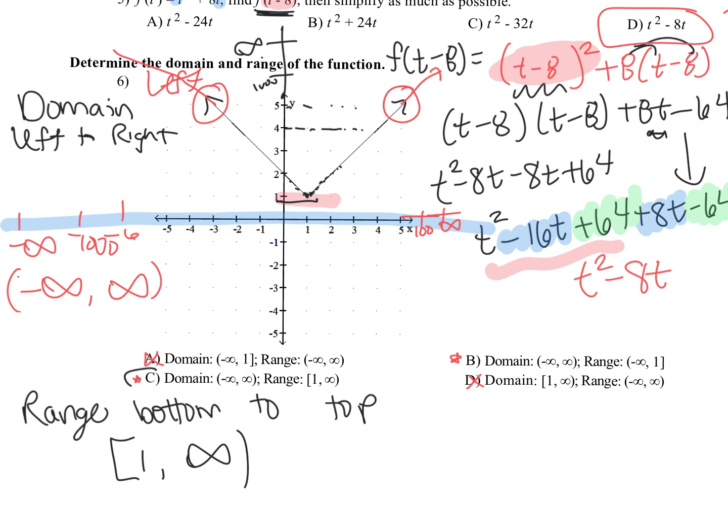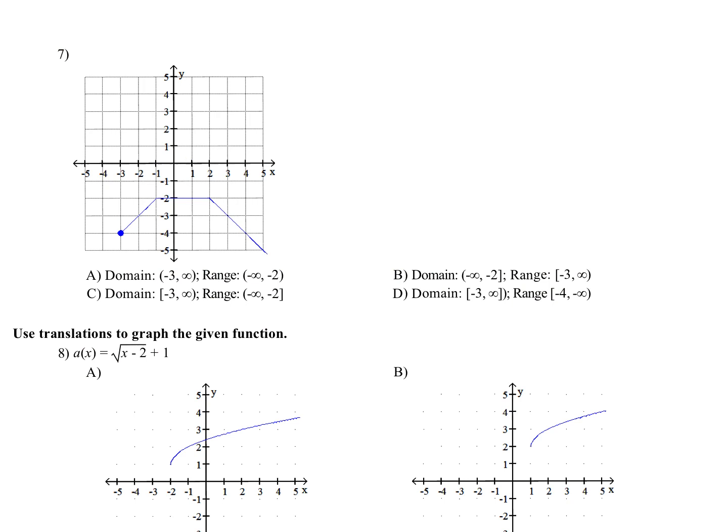And that is right here, right? So letter C for number 6. Okay. All right, let's keep going. Okay, so number 7 is very similar. We're doing the domain and the range again.